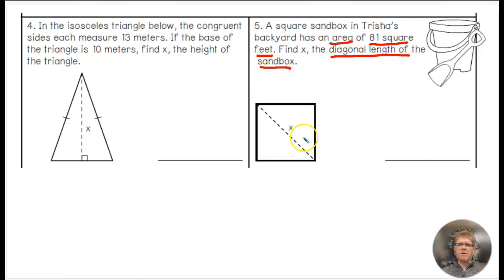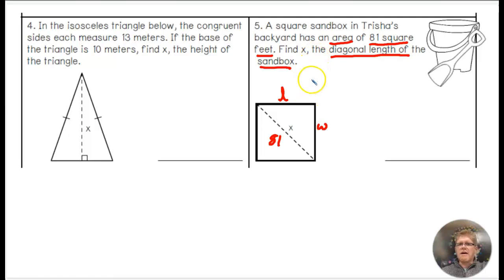So most of our picture is already drawn for us, right? So we've got this sandbox, and it has an area of 81 square feet. Now remember, area is the whole space that takes up the middle of this thing. It's not the distance around it, that's perimeter. I'm looking for the area that fills up the space, so that is area. It has an area of 81 square feet, and how do I find that? Well, I'm going to multiply length times width.